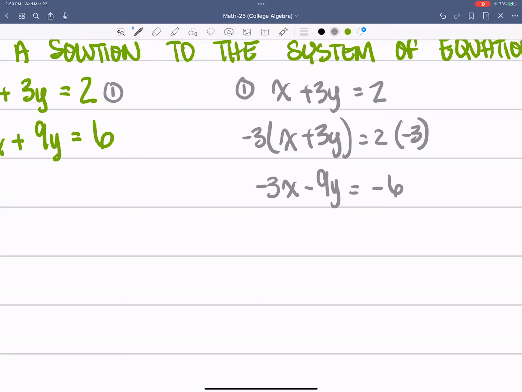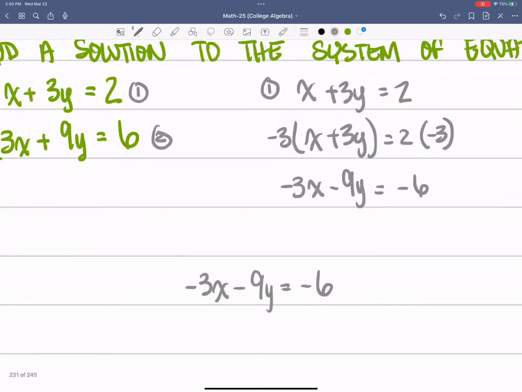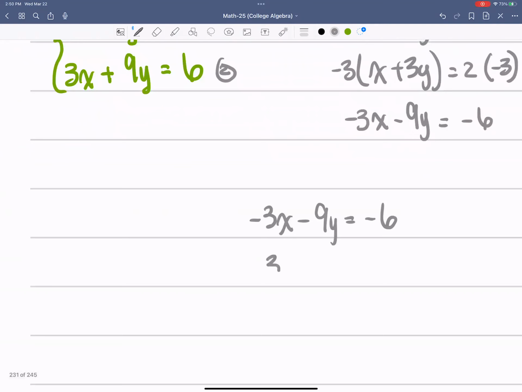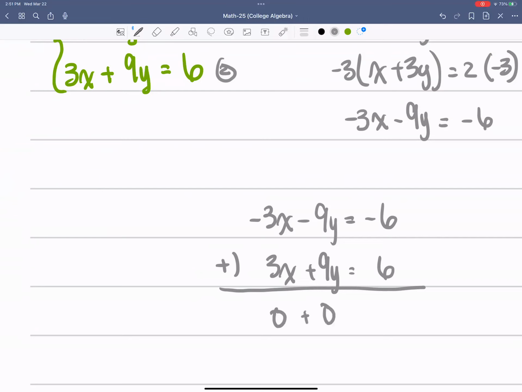Let's add this to equation 2. So rewriting it, -3x minus 9y equals -6. And let's grab equation 2, +3x plus 9y equals +6. So adding these two equations together, we have -3x plus 3x gives us 0. -9y plus 9y, it kind of looks like something's going on here.